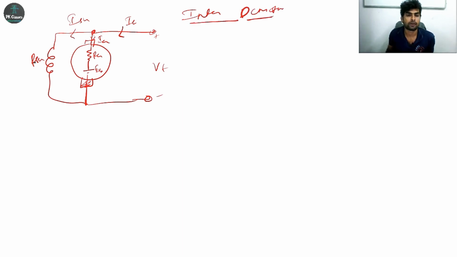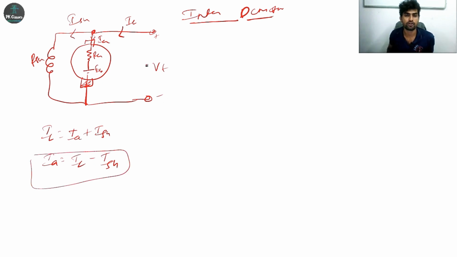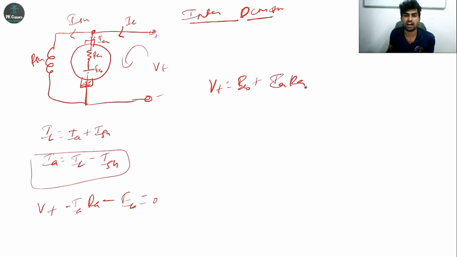Okay. So how to determine IA? IL is equal to IA plus ISH, right? So IA is equal to IL minus ISH. So this is the equation of armature current. What about EB or terminal voltage? I just apply KVL: VT minus IA RA minus EB is equal to 0. So VT is equal to EB plus IA RA.